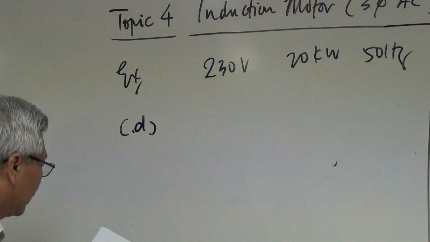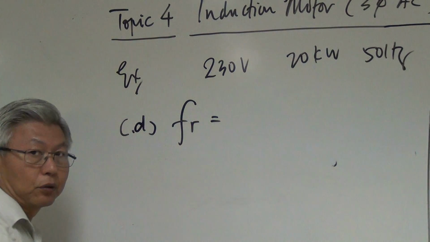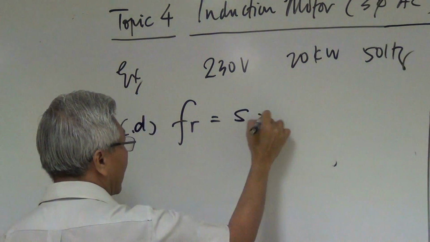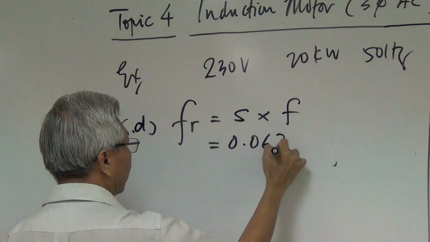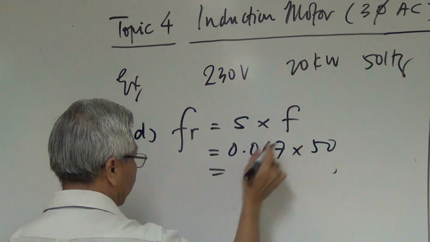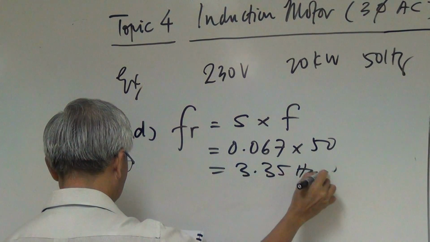Find the corresponding frequency of the rotor voltage. Find the frequency of the rotor voltage. Formula: s times f. s is equal to 0.067 and frequency is 50, so that's 3.35 Hz.